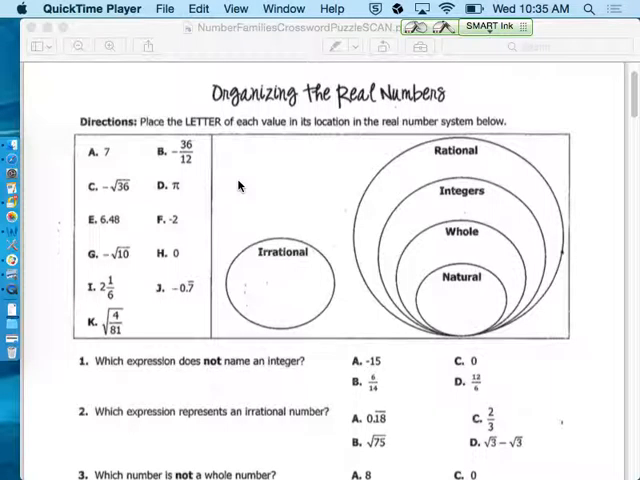The purpose of this video is to give you a little bit of background information to help you get started on the homework, since we don't have time in class to talk about it. Okay, so we're looking at the number families inside the set of real numbers.